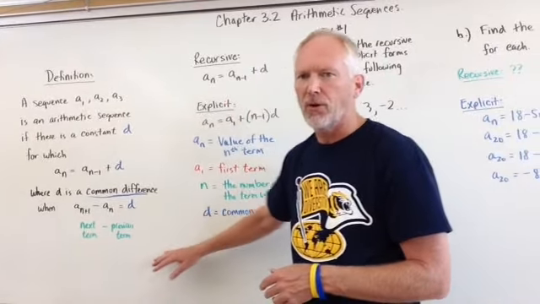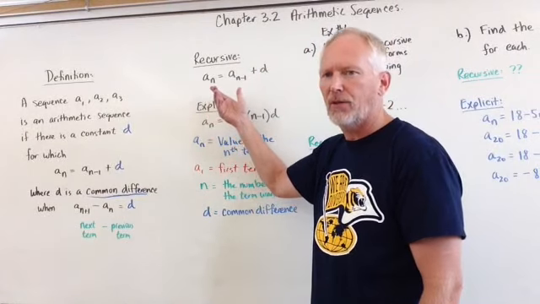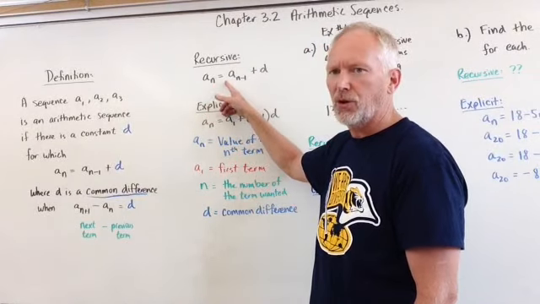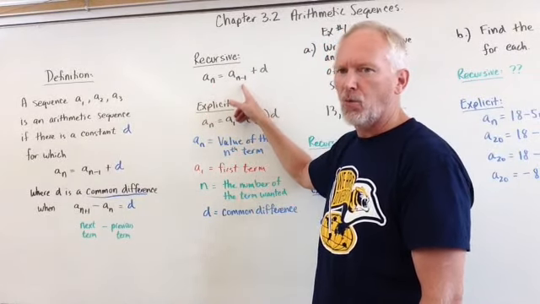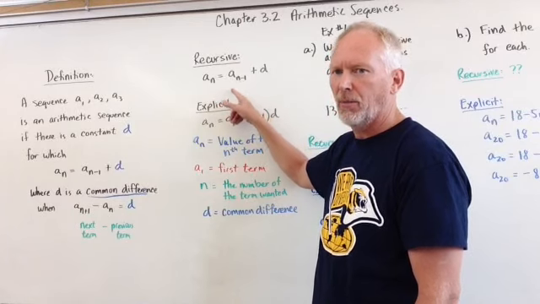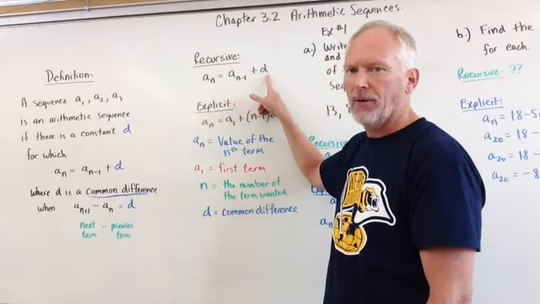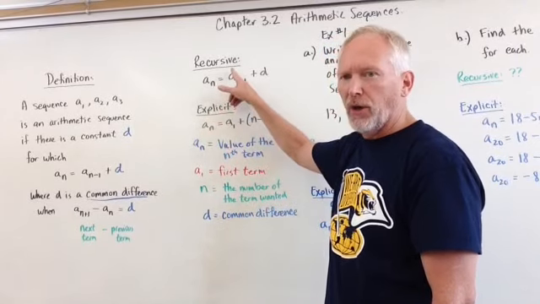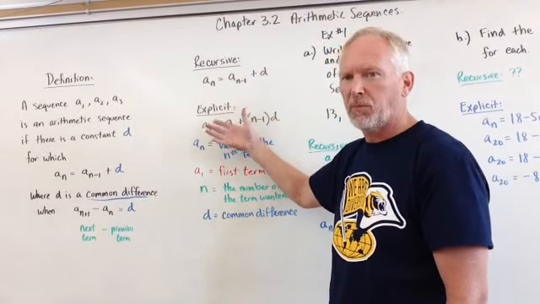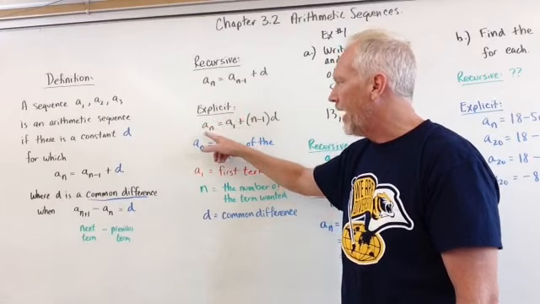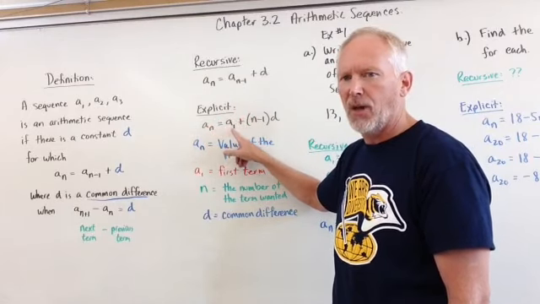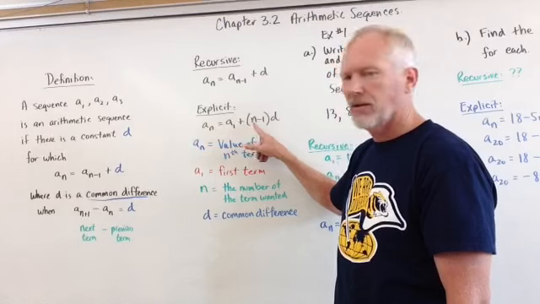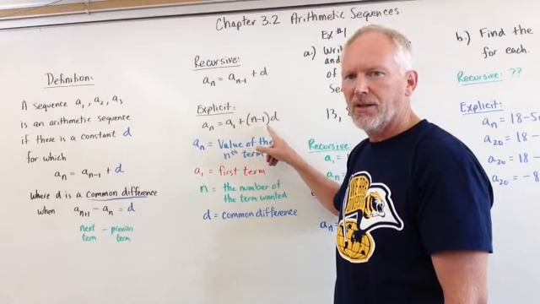A couple different formulas we want to look at. If it's recursive, a sub n is equal to a sub n minus 1, this is that previous term, plus the common difference. That's the recursive formula. Then if we want an explicit formula, we have a sub n is equal to a sub 1 plus n minus 1 times d.